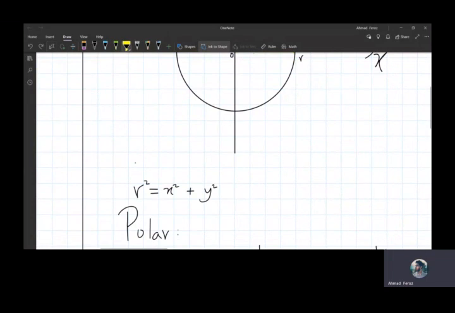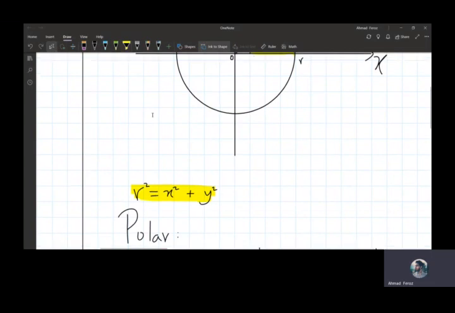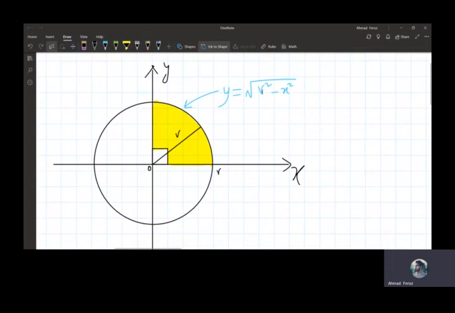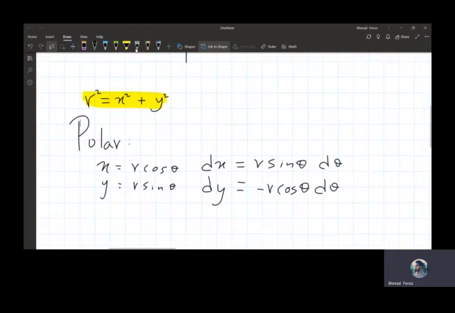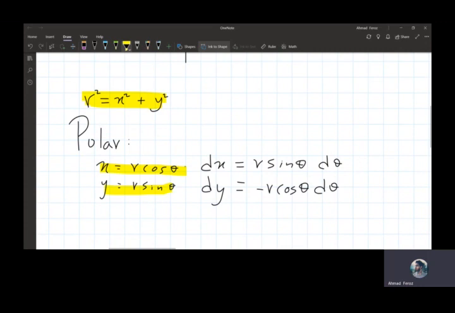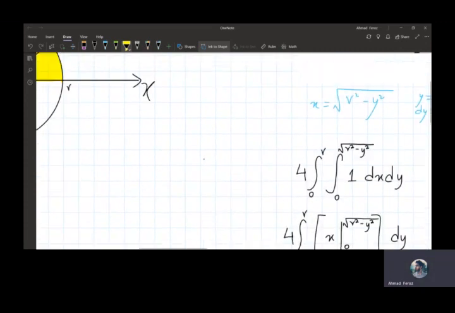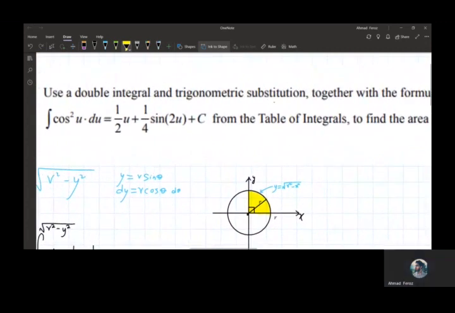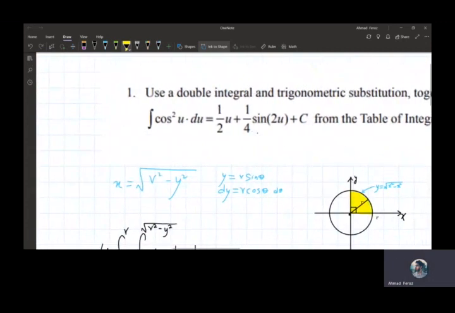Now, we know that the equation of a circle in the Cartesian plane is r squared equals x squared plus y squared. From here, we can determine that y is equal to the square root of r squared minus x squared. And also remember that in polar coordinates, x equals r cos theta and y is equal to r sine theta. Now, we're required to use double integration and trigonometric substitution together with this formula as well.